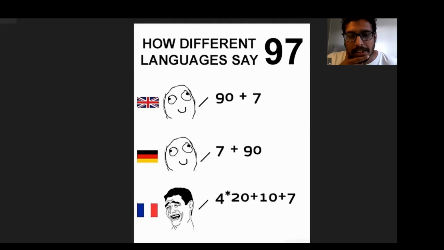90 plus 7, yeah, pretty standard. I think that's the way it goes in India as well. Most of India, at least. 7 plus 90. Okay, right.